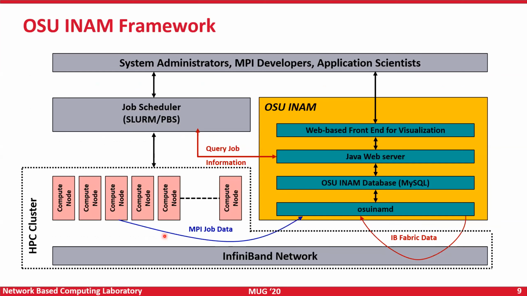Again, this is a framework showing the design of INAM. It has multiple components. You have a daemon, which is responsible for collecting information from the InfiniBand fabric, the MPI job, as well as the job scheduler. All of these details are fed into a MySQL-based database. And there is a web-based front end which pulls data from the MySQL database and displays it to system administrators, MPI developers, application scientists, and others. Of course, this web-based front end has support for authentication and validation, things like that.